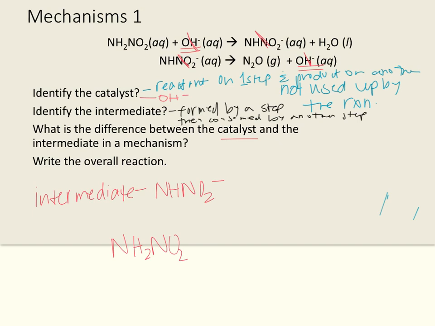NH2NO2 goes to N2O plus H2O. So to make sure that everything is balanced, that I have the right thing, I've got 2 nitrogens, and there's 2 nitrogens. I've got 2 oxygens, and there's 2 oxygens, and then I have 2 hydrogens, so there's 2 hydrogens.